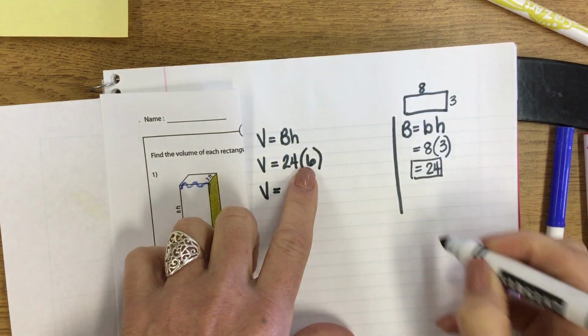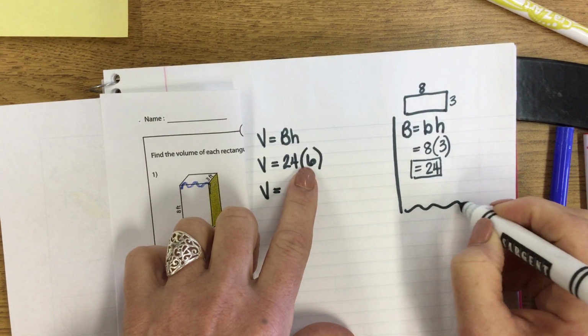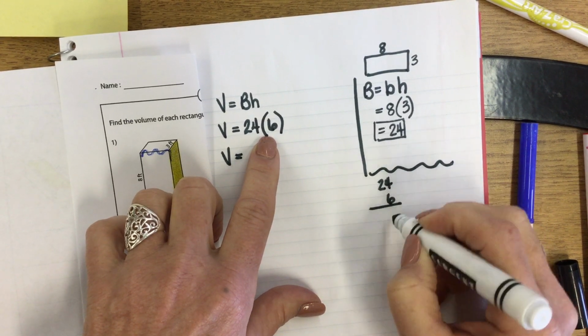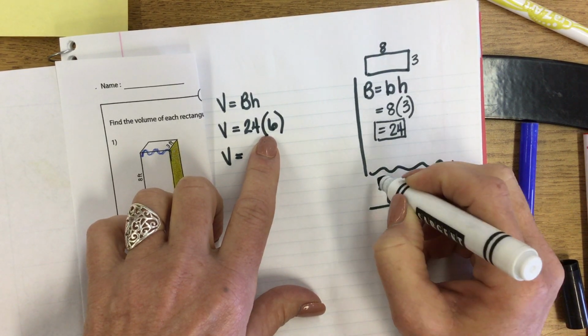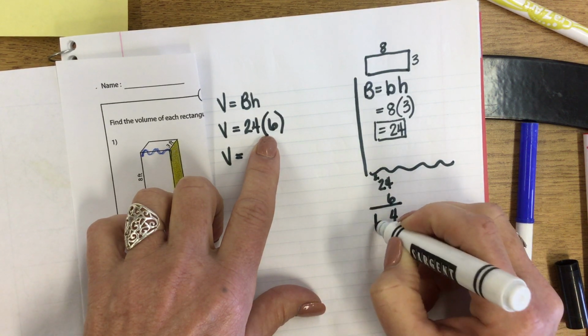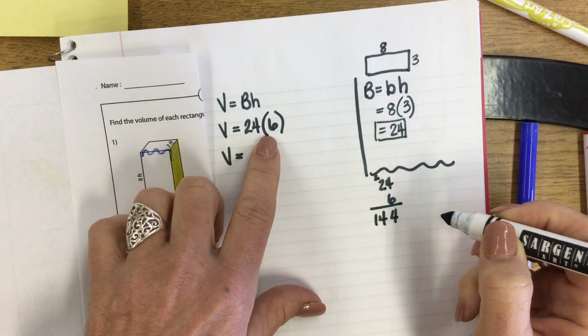All right, so I'm going to go off and do my little scratch over here. We talked about that and why we do it. 6 times 4 is 24. Carry your 2. 6 times 2 is 12, plus 2 is 14, okay?